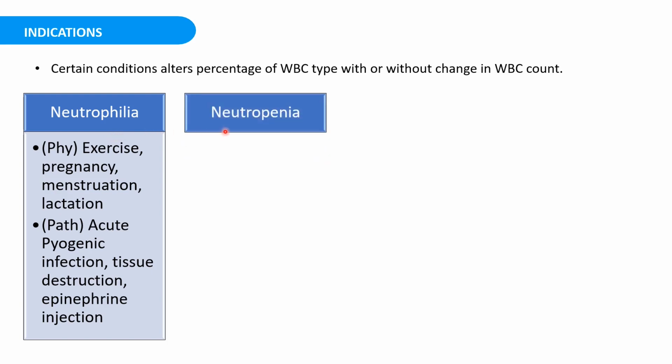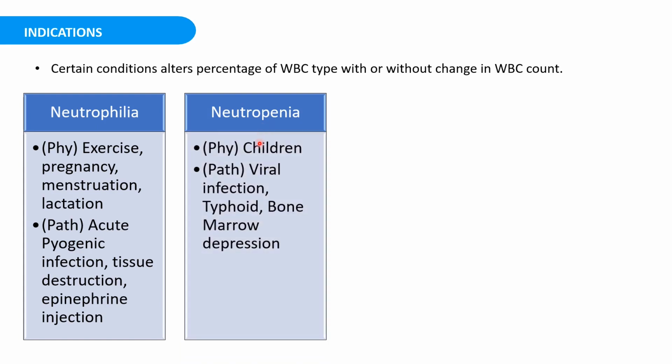Now what is neutropenia? Wherever the term penia is used, that means there is a decrease in the neutrophil count or any WBC count. Neutropenia means decrease in neutrophil count, so the percentage of neutrophils will decrease compared to others. Which are the conditions? Physiologically it is found in children, who naturally have a decreased neutrophil count. But pathologically it is found in viral infection. This is very important. In viral infection, neutrophil count will decrease.